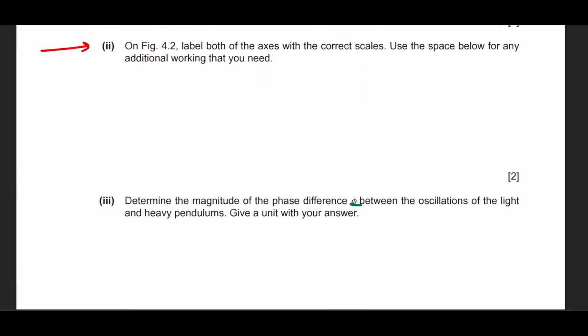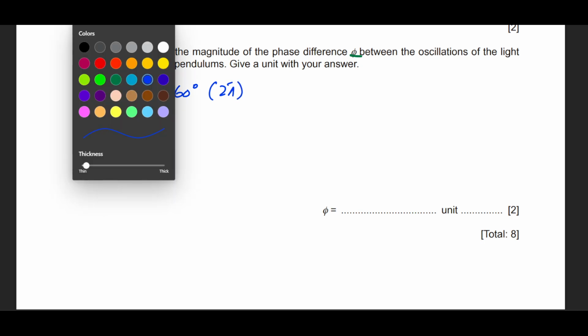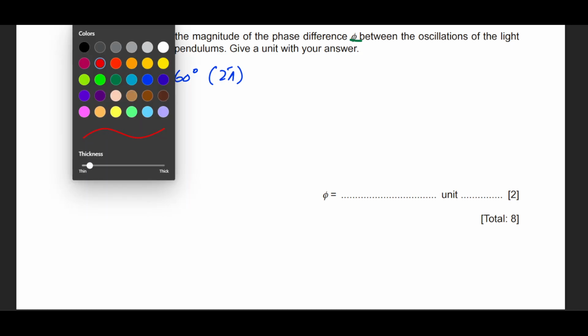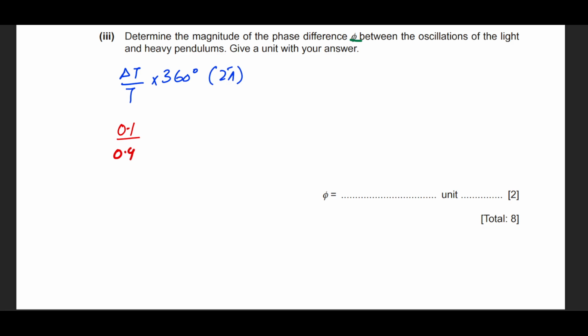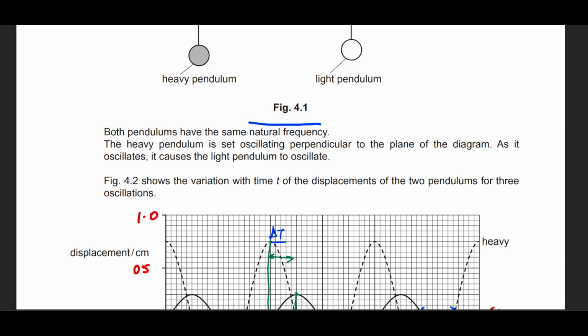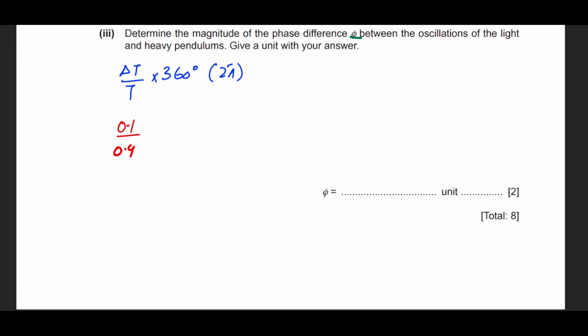So this will simply be delta T divided by T multiplied by 360, or you can do this with 2 pi to get the answer in radians, right? So delta T comes out as 0.1, and the T time period for one oscillation is 0.4. Now, is it different for both of them? No, it's not, because he mentioned that they have the same natural frequency. They are oscillating at the same time period. If you look at the light one or the heavy one, this T will be 0.4 for both graphs.